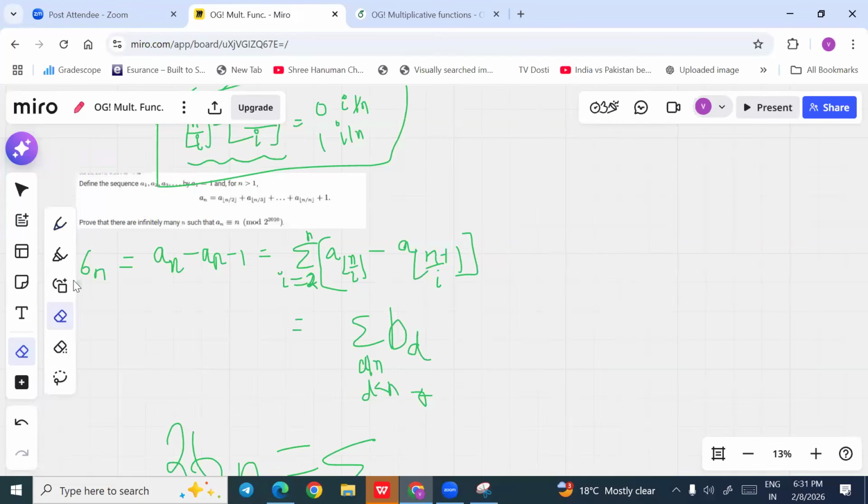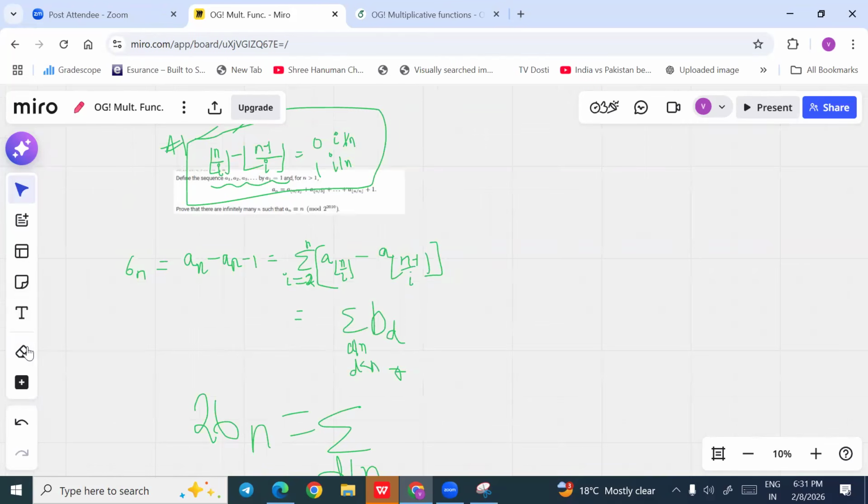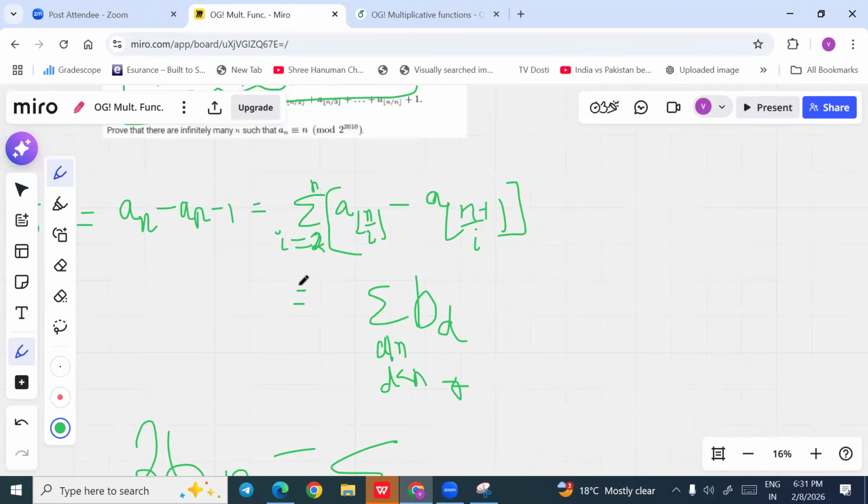I'm confused. Okay, let me just clarify. So you got that b of n is equal to this. Do you get this? Yeah. So we just wanted the sum to be over all d dividing n. You don't want this extra d less than n. So you will just add bn to both sides and you're done.